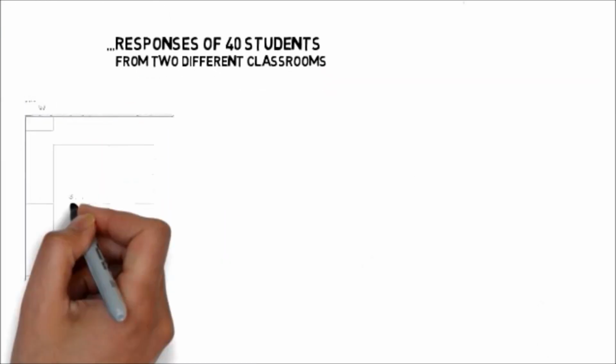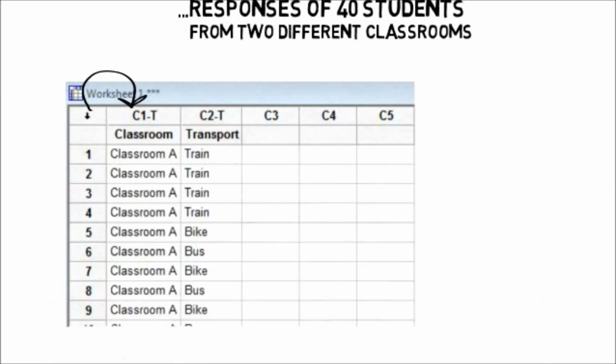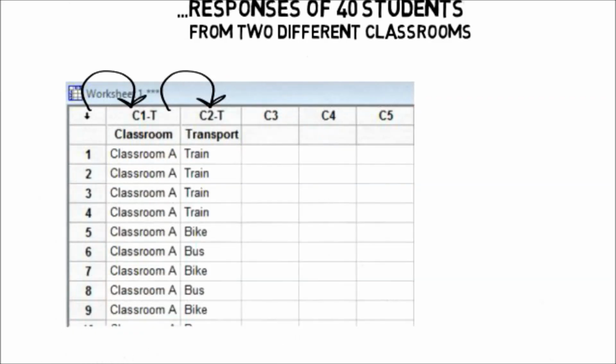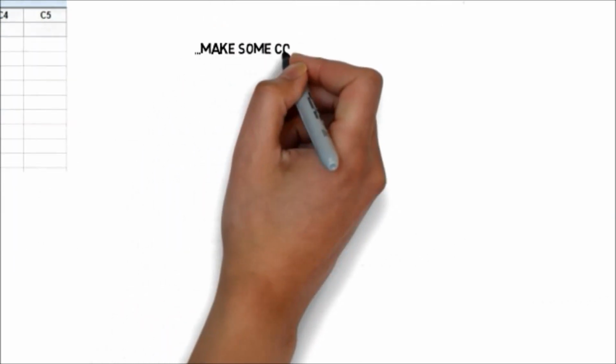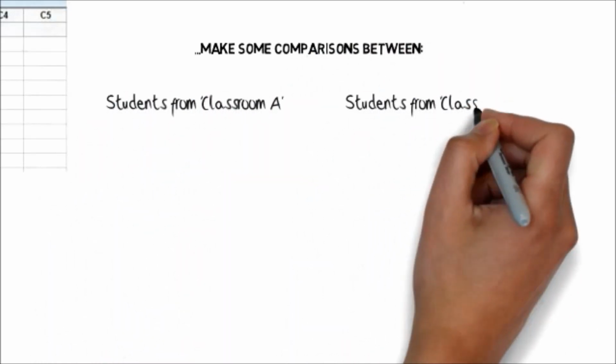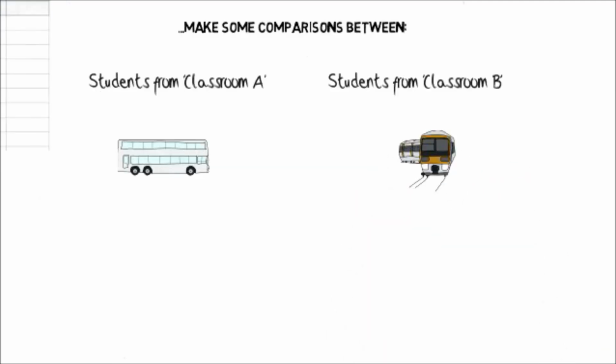Let's have a practical look at the data. The dataset contains information about the different types of transport used by the students. Column C1 contains the name of the classroom, while column C2 contains the variable transport. To better understand the data, it could be interesting to make some comparison between the students from classroom A and the students from classroom B. For example, it would be good to know if the students in one classroom are using more often a type of transport than the other classroom.